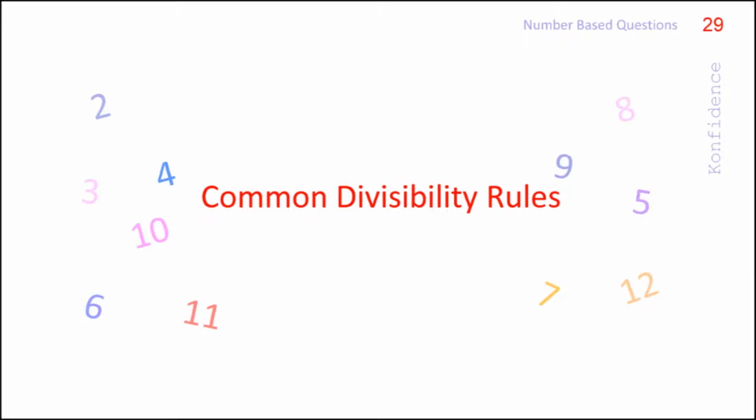Those were some easy rules that can be remembered. Beyond 12 also, there are rules. But they are not easy to remember and we do not require them most of the time.